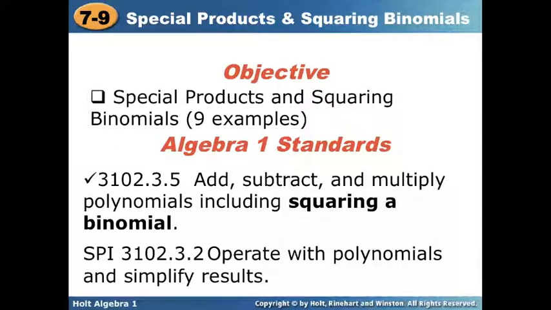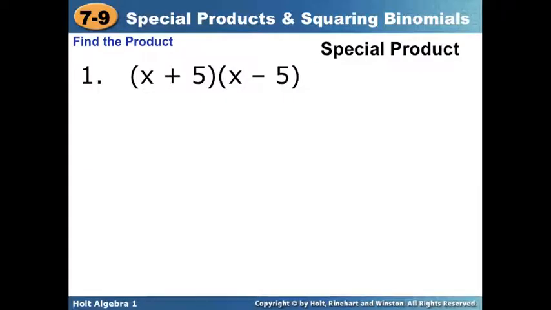This is Lesson 7-9, Special Products and Squaring Binomials. Example number 1. Copy this to your notebook paper. We have x plus 5 times x minus 5.